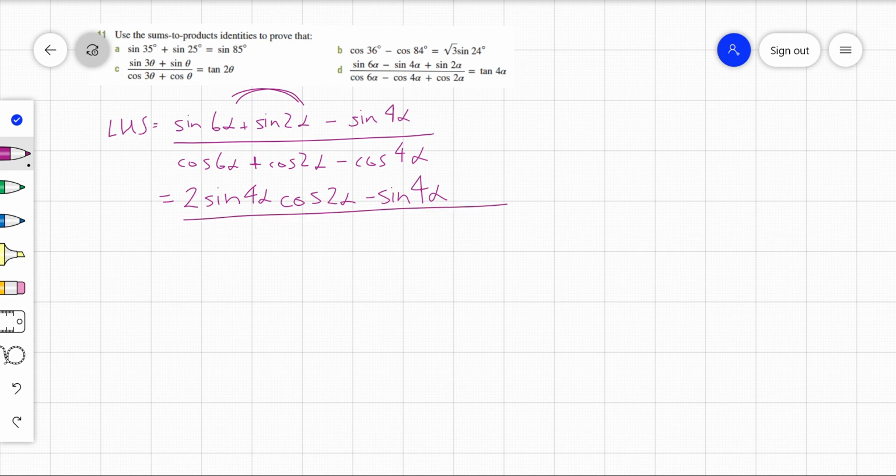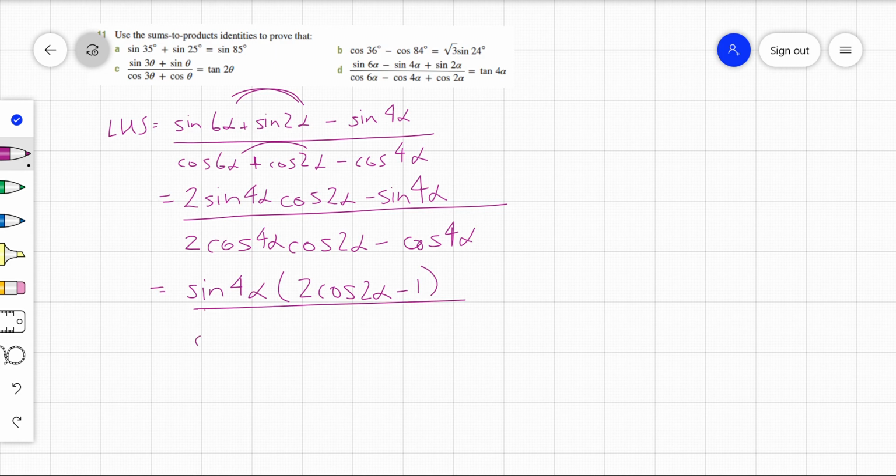Cos plus cos comes from 2 cos cos. So cos we're going to add together, so 6 and 2, 8 divided by 2, 4, so 4 alpha. 6 minus 2, 4 divided by 2 is 2 alpha, and we're going to keep that cos 4 alpha there. So you can see that the top we can factorize by sine 4 alpha. We get cos 2 alpha minus 1. And the bottom we can factorize by cos 4 alpha, and we get 2 cos 2 alpha minus 1. So we can see they cancel, and what are we left with but tan 4 alpha, which is what we wanted.